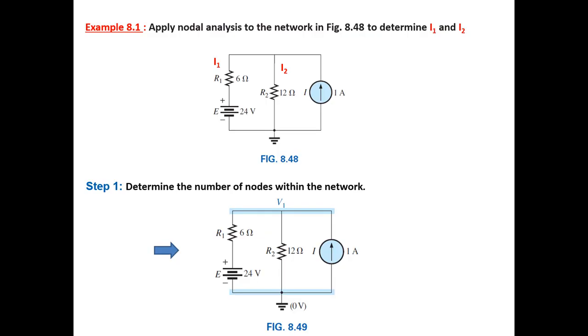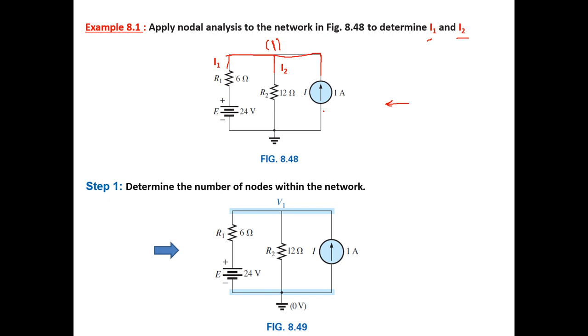So let's take a real example. In example 8.1, it says apply nodal analysis to the network to determine I1 and I2. Let's study this circuit. Step number 1, we need to determine how many nodes I have in this circuit, and we said that a node is the interconnection point between 2 or more terminals. When I check this terminal of the current source, this terminal from resistor number 2, and this terminal from resistor number 3, I can see that they are connected to each other at 1 point. So I have 1 node here.